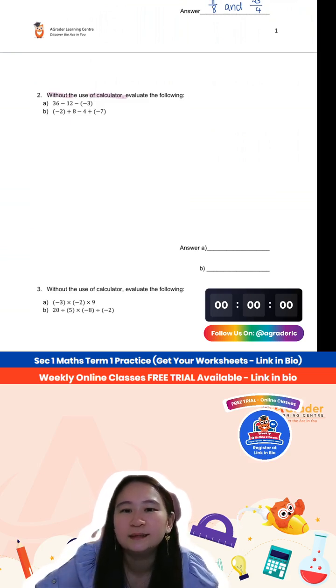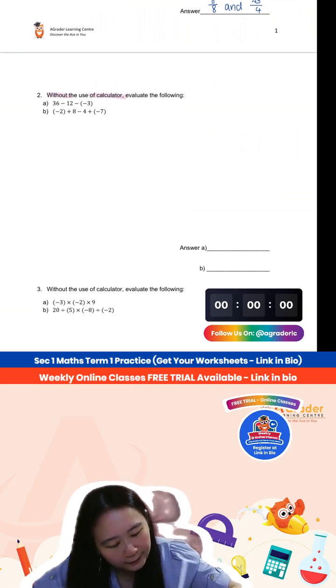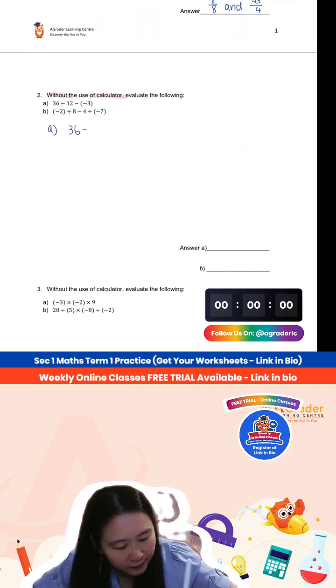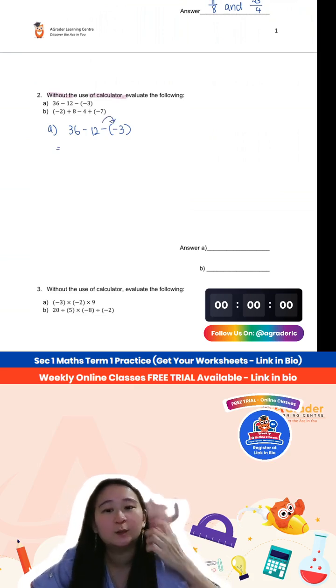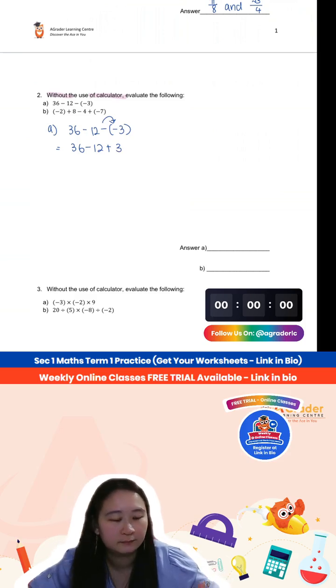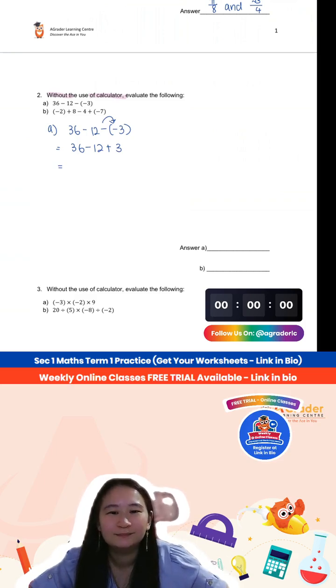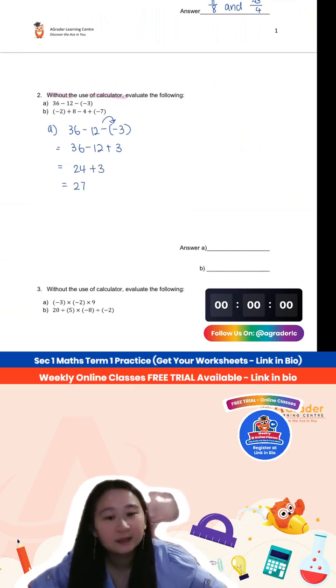Okay, well done. I see correct answers here. 27 is correct. So for part A, you have 36 minus 12 minus negative 3. So what we can do is negative times negative is positive. So we have 36 minus 12 plus 3. So it's equal to 36 minus 12 is 24. Then you plus 3, you get 27.